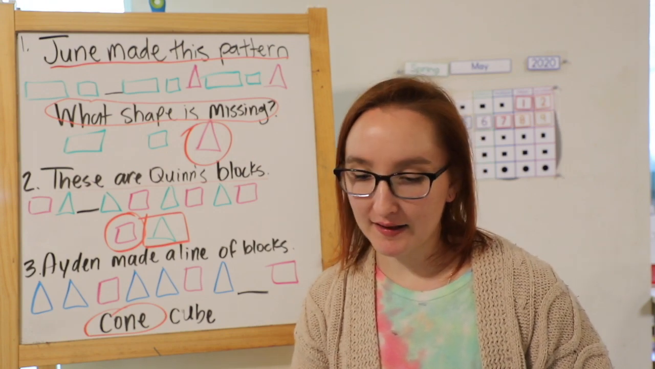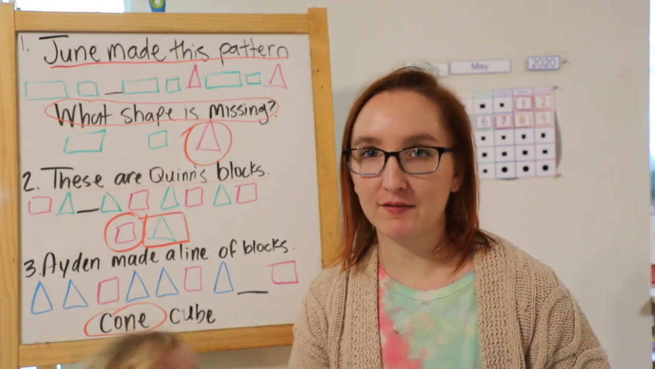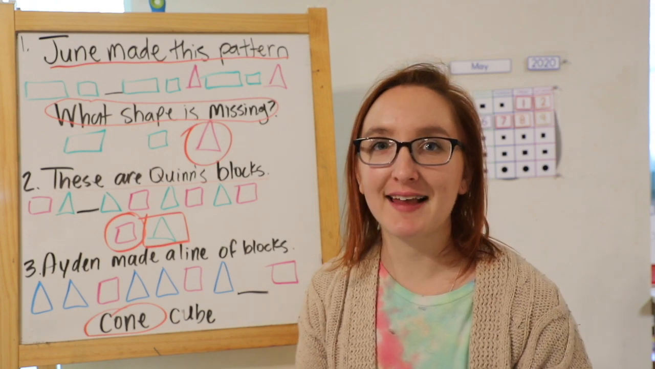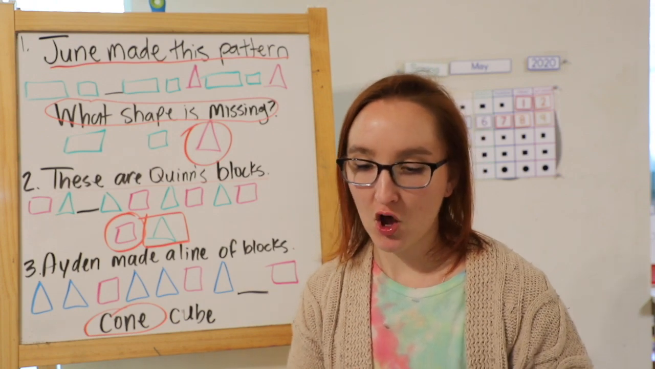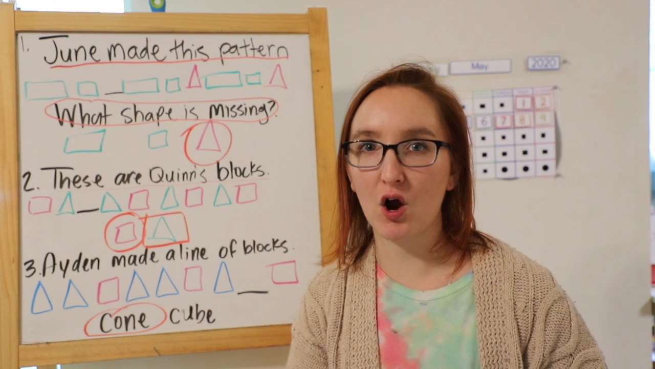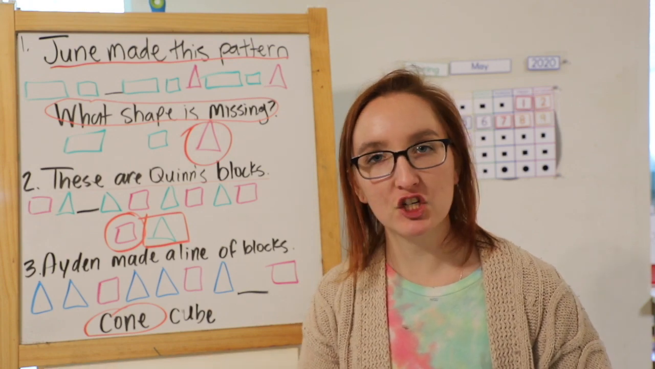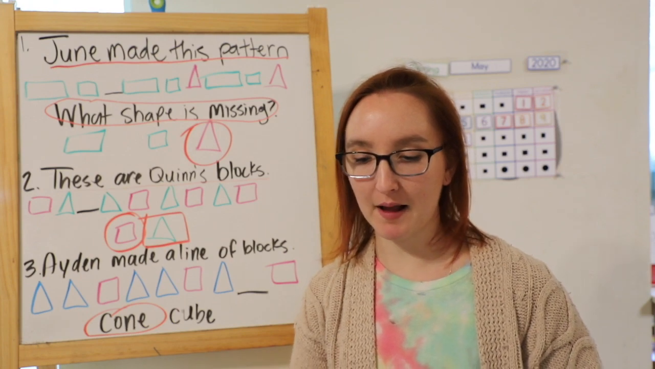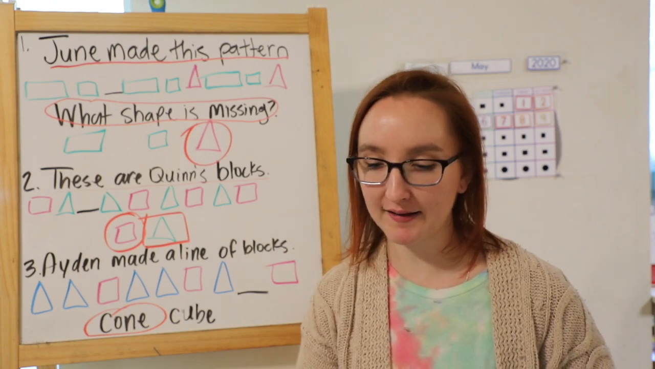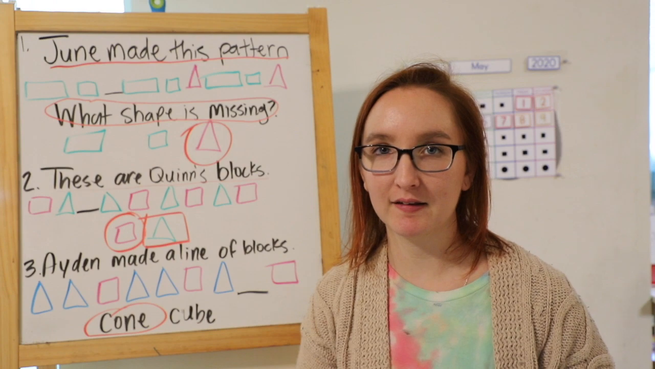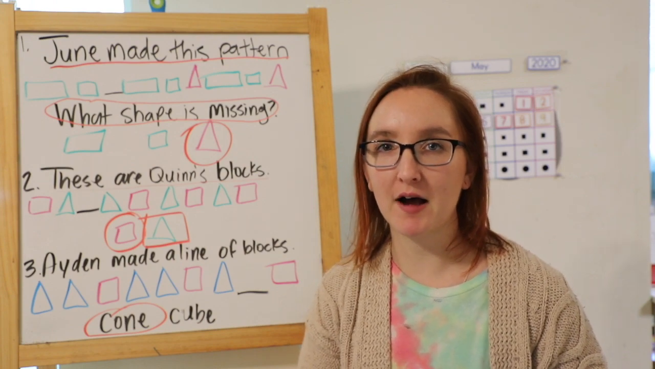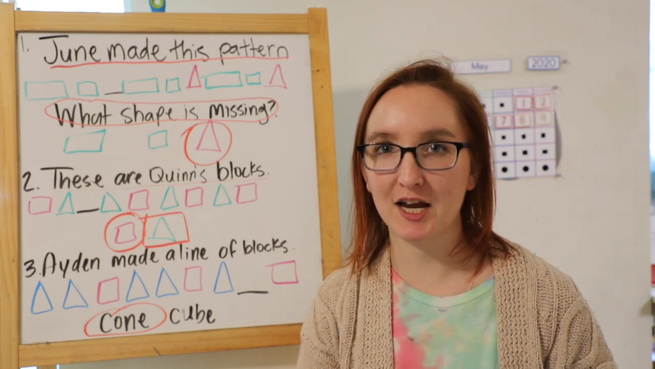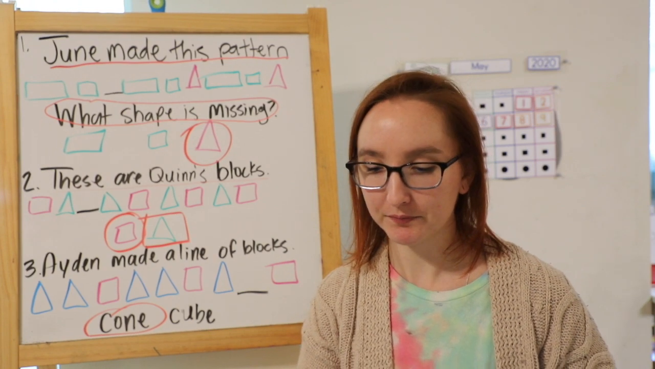Number 5 says, Latoya buys a box of tissues. The box has 8 vertices. All of the faces are rectangles. What shape is the box of tissues? So Latoya buys a box of tissues, and the box has 8 vertices, and all of the faces of the box are rectangles. What shape is that going to be?